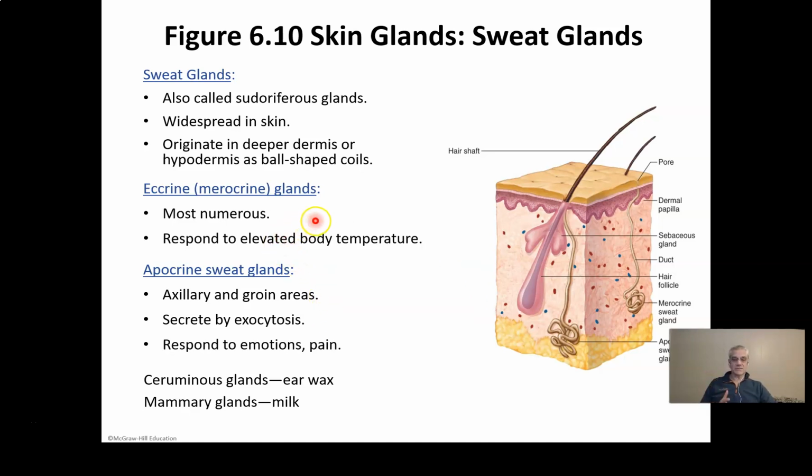They do not secrete by an eccrine function. The eccrine sweat gland produces the fluid that we call sweat, mostly water with some ions in it. The cells produce that fluid, and the fluid itself makes its way up through the duct up to your skin.